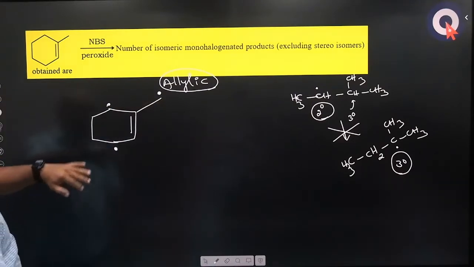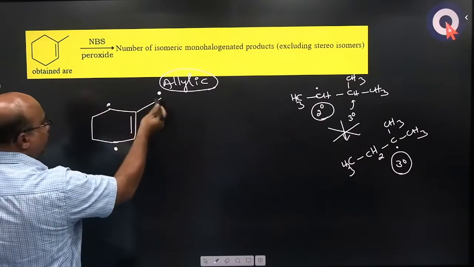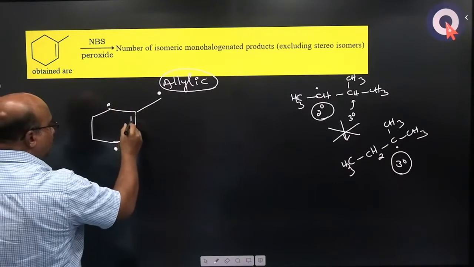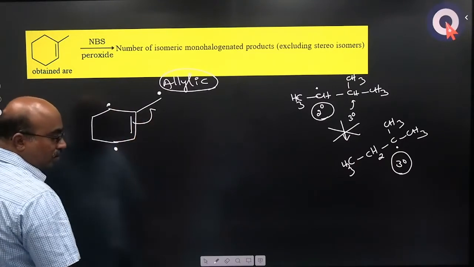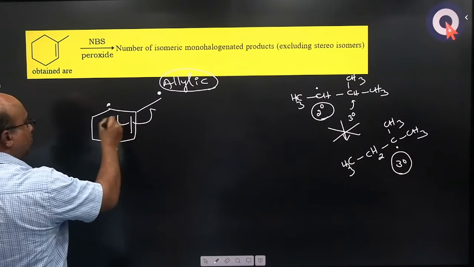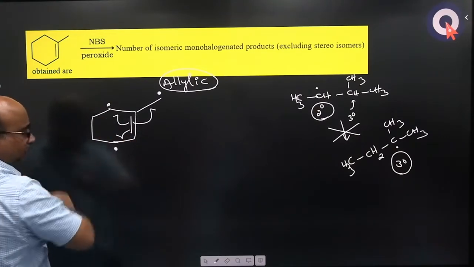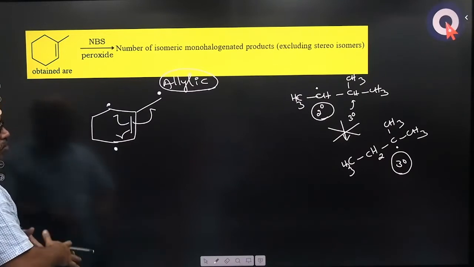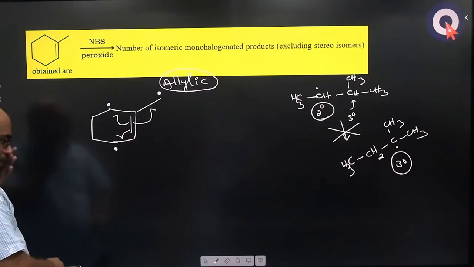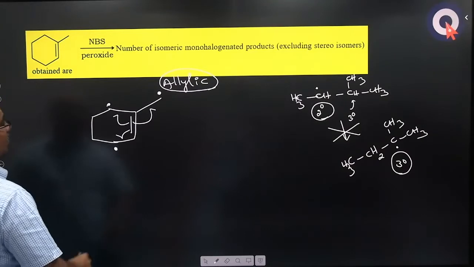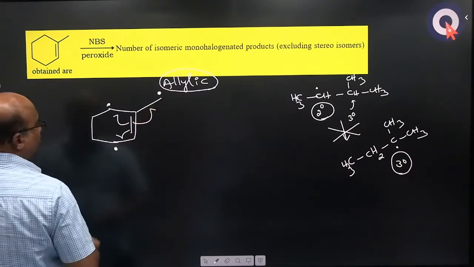But when we consider this type of structure, what are you getting? This pi electron cloud can shift here, like this, and like this. So what are the total possible cases that we get to see? You can see the bromine here.